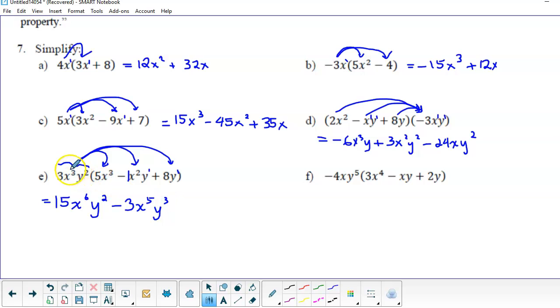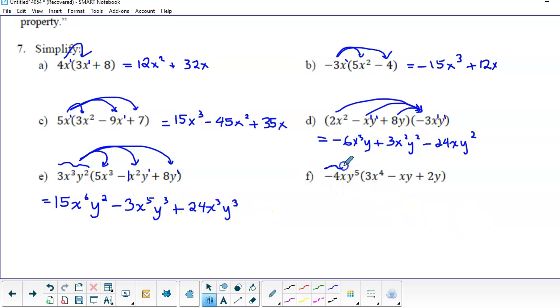And then 3x cubed times y squared times 8y is going to be plus 24x cubed y cubed. Okay, and you'll also notice that if the polynomial in the brackets was in descending order of degree, then your answer will be as well. Okay, so these were both degree 3 terms and then a degree 1. And so these are both degree 8 terms and then a degree 6 in this case.